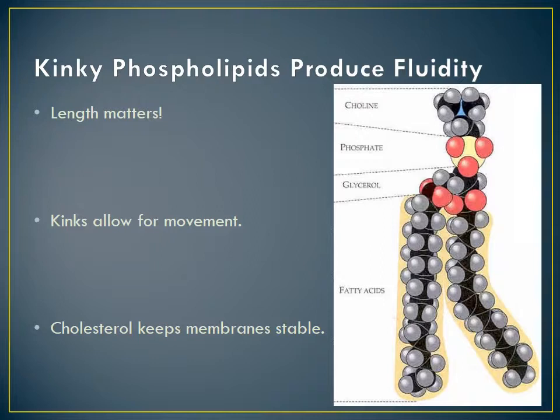So three things impact the fluidity of the membrane, how fast that membrane is moving around: the length of lipids, the location of the double bond allowing for a kink, and how much cholesterol is present.